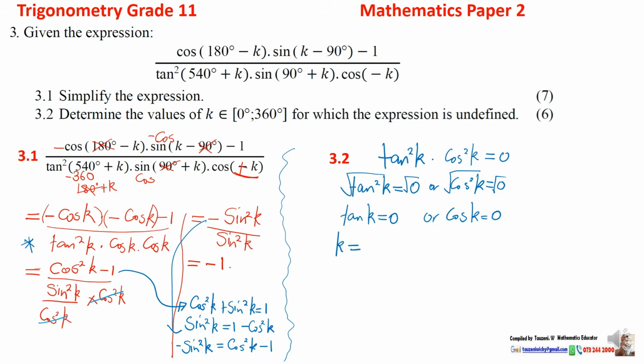K is equal to 0 degrees. That is our first value. Then the next one, k is equal to 90 degrees for both equations. So k is equal to 0 degrees. For k alone, maybe if we were to separate them, k is equal to 0 degrees, then k is equal to 360 degrees.